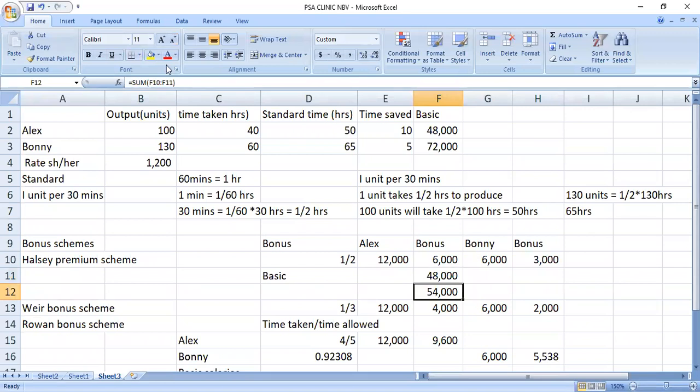Going to go home with 64. Then Bonnie, we're saying his basic is 72. So he's going to go home with that. Okay. So if there are any questions, please raise them now. Otherwise, we are done with the schemes.